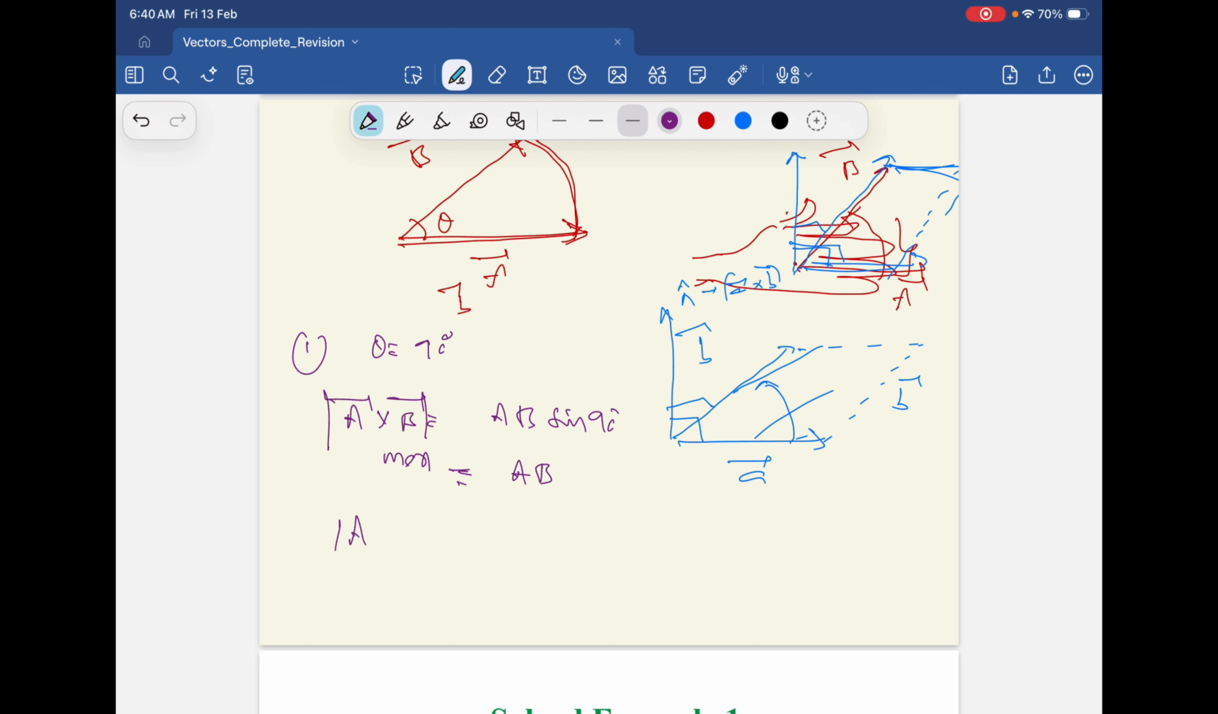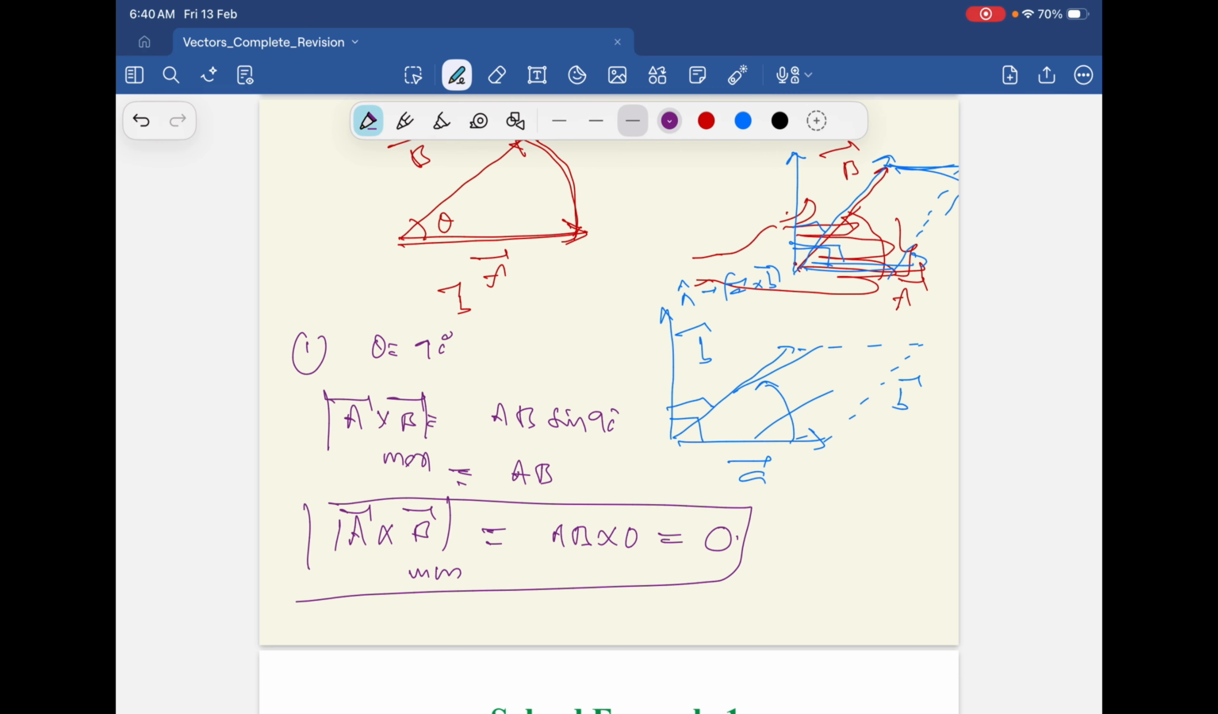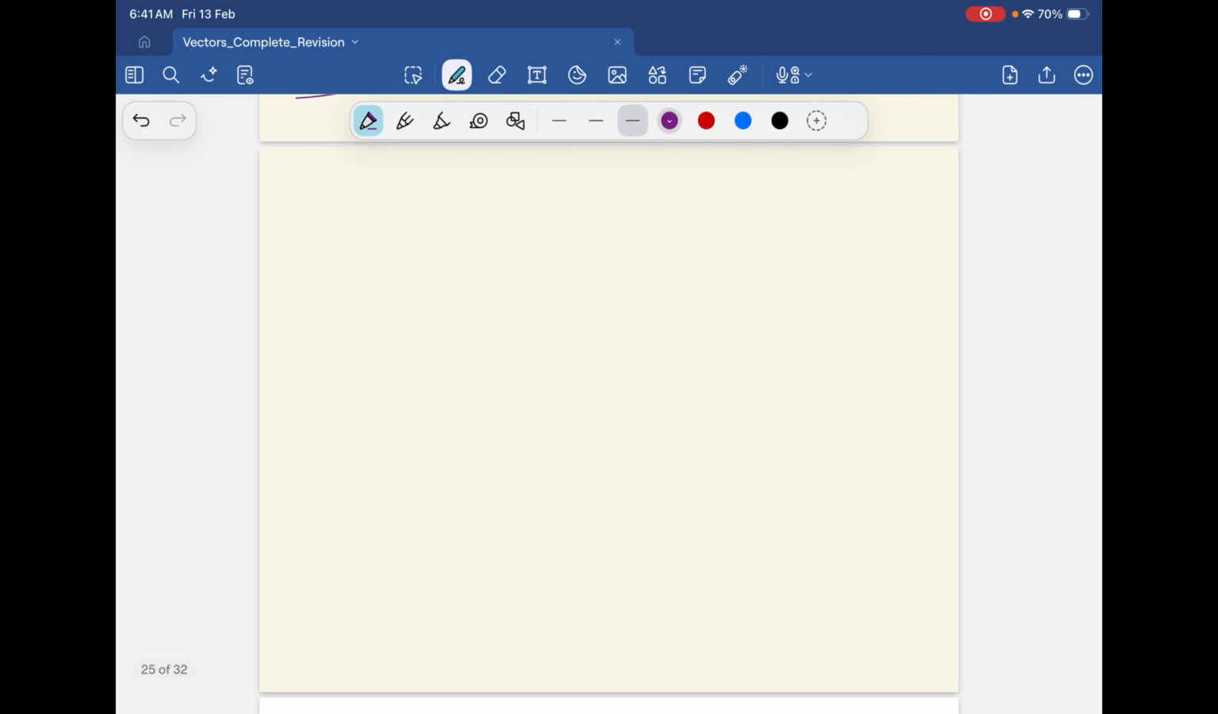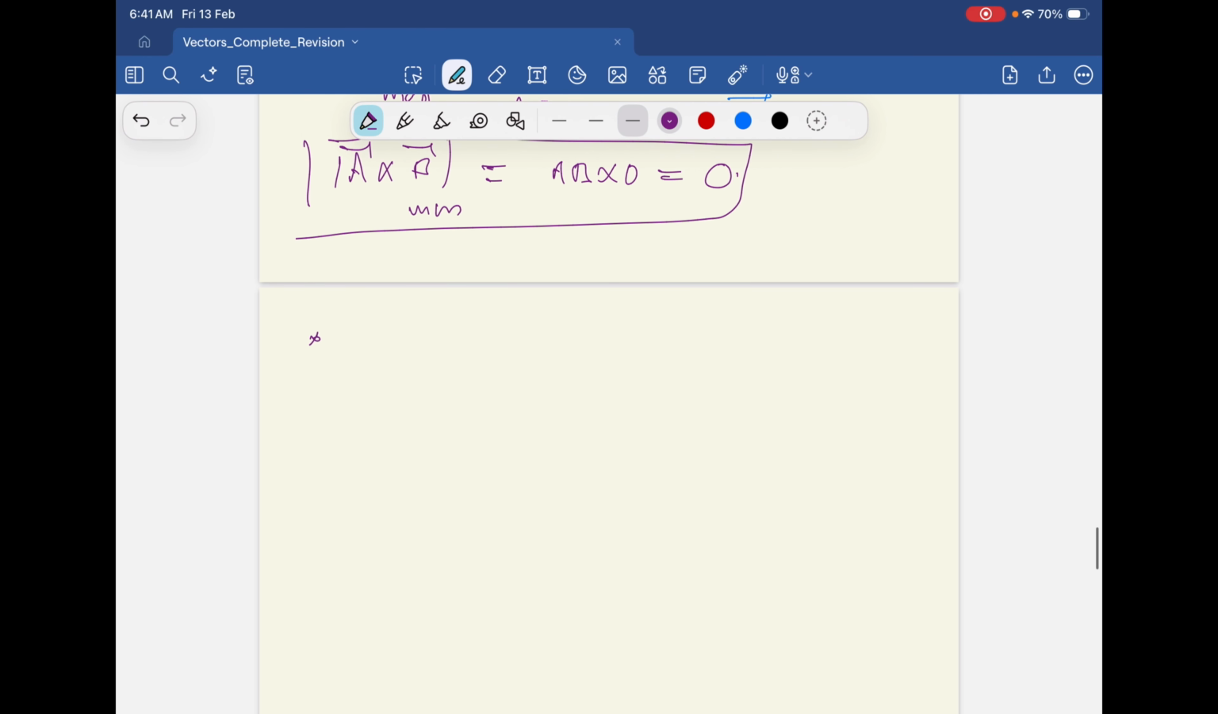Now A cross B value when theta is 0 or 180, that is called minimum. Why? Sine 0 is 0, sine 180 also 0. So AB into 0 becomes how much? 0. This is the minimum value. Okay, maximum and minimum value of A cross B. Where we make use of its applications, when those chapters come, we'll understand better. Now currently remember the formulas here.